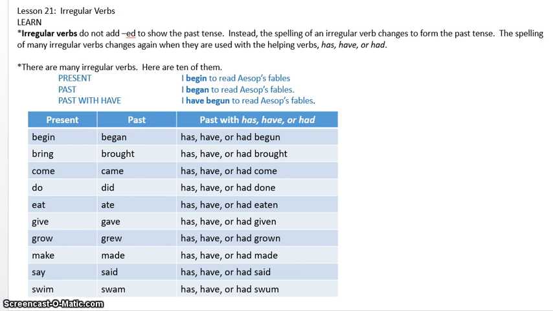All right, so let's talk about irregular verbs. We've talked about main verbs, helping verbs, linking verbs, and now we're moving on to irregular verbs. Irregular verbs are the verbs that you use and you just don't add an ed. A lot of times you'll just add ed to words and make it past tense. Well, with this one you're actually going to change the spelling of the word. It says irregular verbs do not add ed to show the past tense. Instead, the spelling of an irregular verb changes to form the past tense. The spelling of many irregular verbs changes again when they are used with the helping verbs has, have, or had.